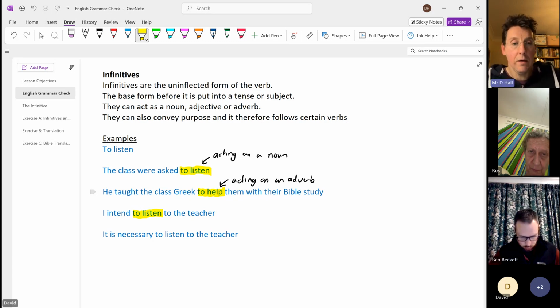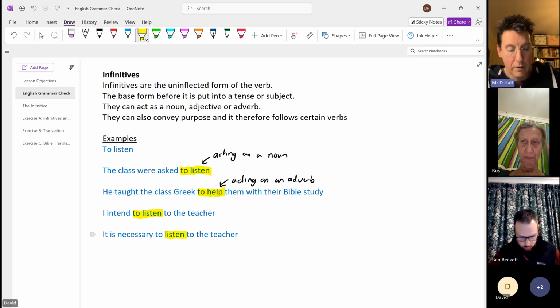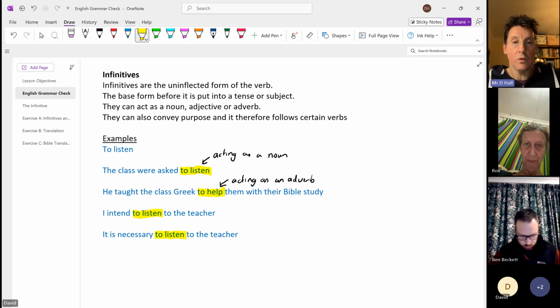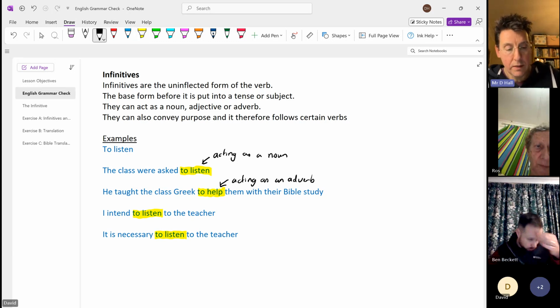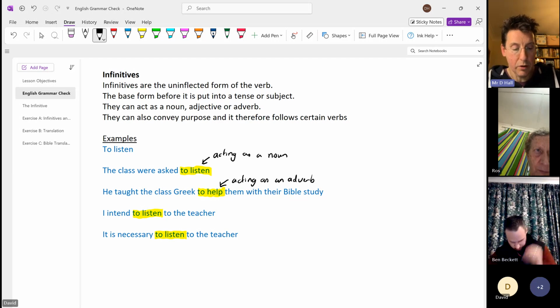In the same way, the last one here, it is necessary to listen to the teacher, is also conveying a purpose, something that needs to be done. It's necessary to listen to the teacher. In both of these cases, we have these purpose sort of verbs, or certain verbs that give us some kind of indication of something that needs to happen afterwards.